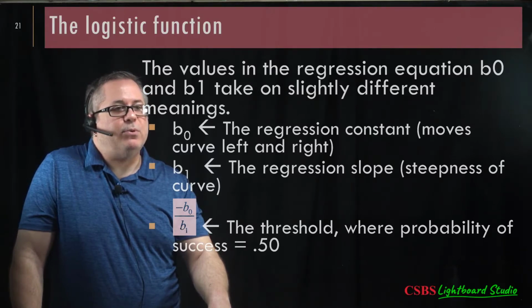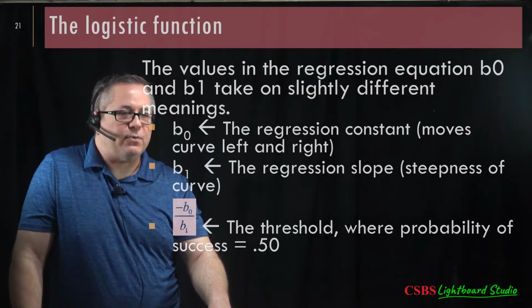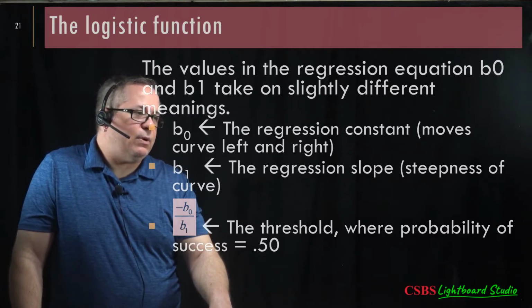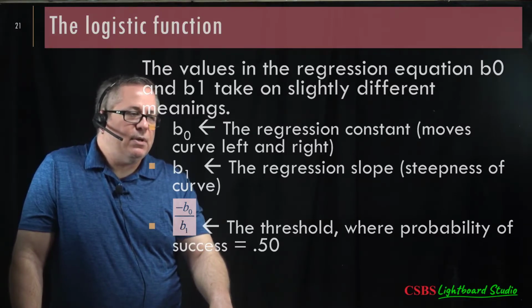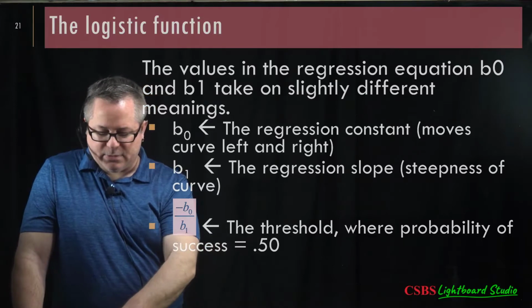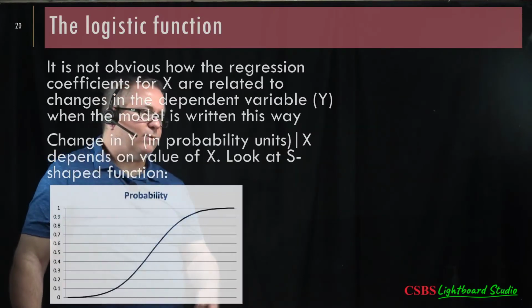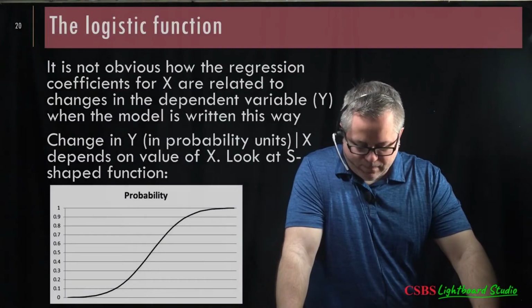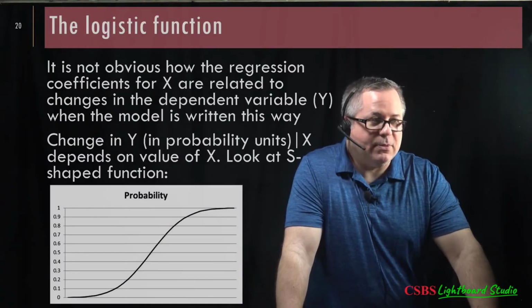B0 is now what moves the curve to the left or to the right. And B1, again, is the regression slope, just like it always has been. But the value of the slope is actually given typically right at the inflection point. So where's the inflection point? And what is an inflection point? I mean, do you know what an inflection point is? Yeah, it actually pretty much is the middle, right?